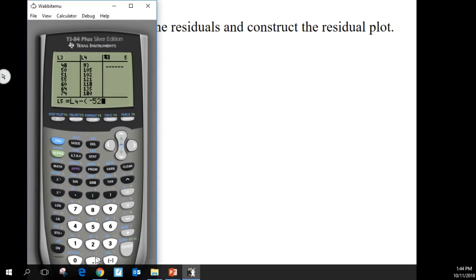negative 52.5 plus b times x, 3.04 times x. And in this case, x is saved in L3, so I'll tell it L3. And close my parentheses. So there's my residuals. My first one's negative, so my first error is going to be below the line. Second one's 5.05, negative 0.54, 6.3, negative 11.9. Those are my residuals.